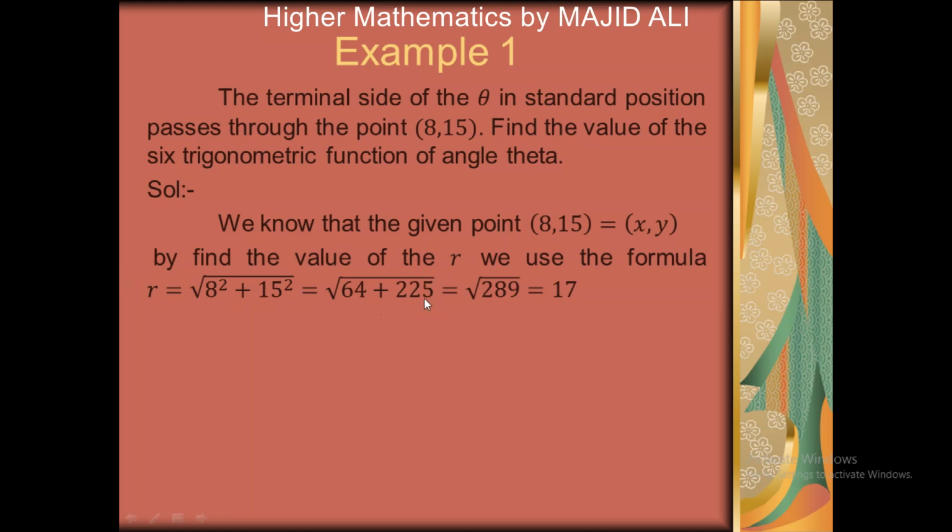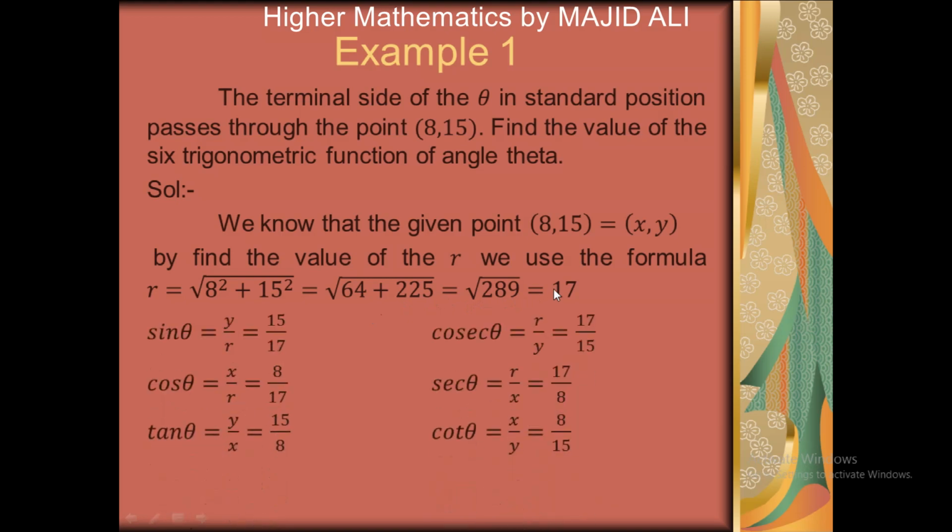Square root, by adding both, 289. The square root of 289 is 17. Now substituting all the values in our trigonometric functions, sine theta, as we already saw, is y over r. The value of y here is given as 15, and we calculated r here as 17. So sine theta is 15 over 17. Cos theta, which is equal to x over r, means 8 over 17. Here is the value of x and here is the value of r.